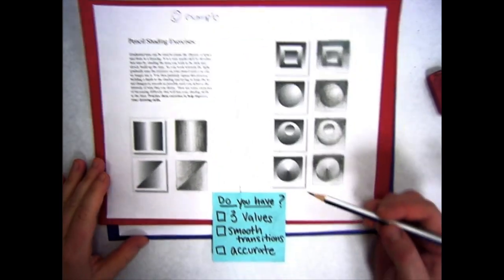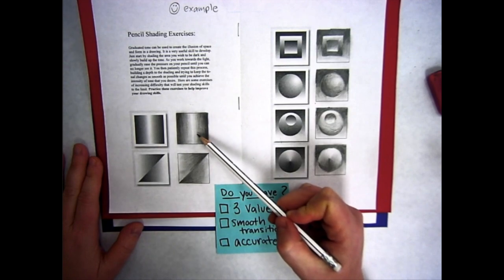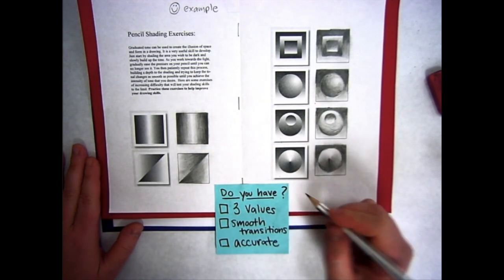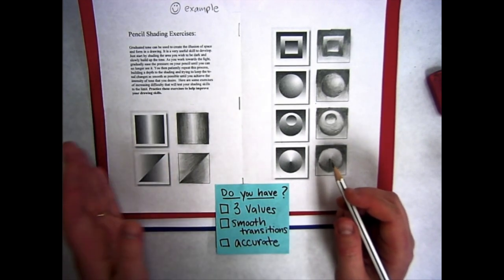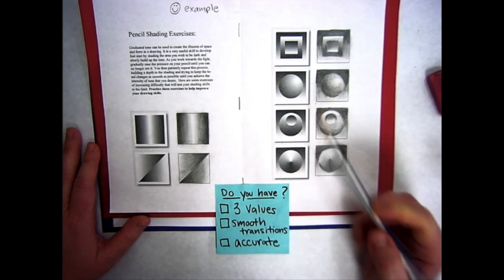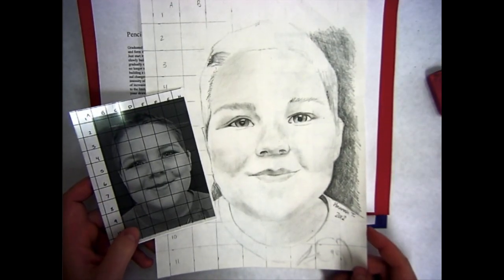Assessment. Check yourself. Do you have at least 3 values, a dark, a medium, and a light? Do you have smooth transitions? Is it smooth between that dark, medium, and light? And is it accurate? If it's a triangle, like that one that's split diagonally in half, is it a triangle? Is it a sphere or a circle or a square? We're looking for value, smooth transitions, and accuracy.